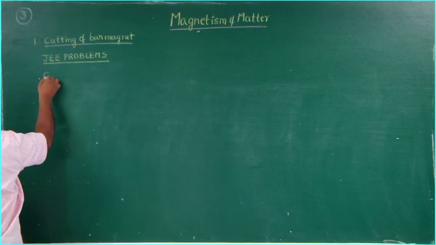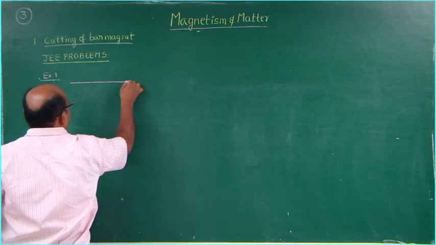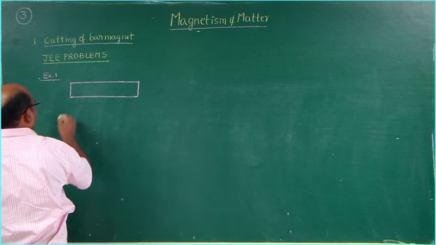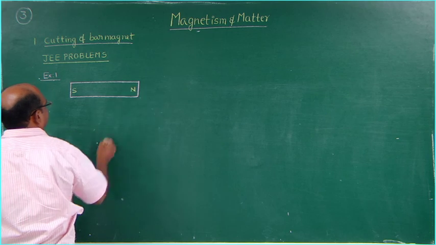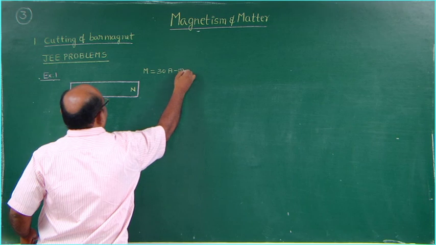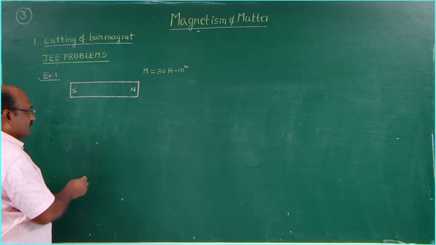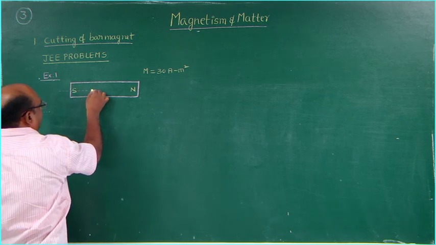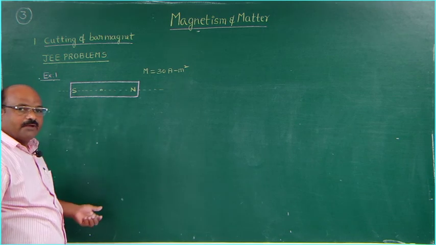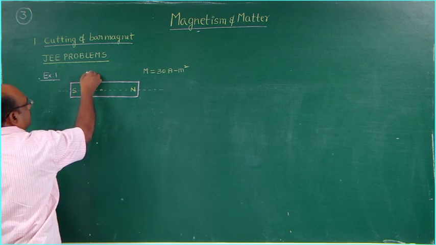First problem. See, this is the bar magnet, south and north poles. Magnetic moment of this bar magnet they given is 30 ampere meter square. Actually, we call this line an axial line. Axial line means the line which is passing through the center of the magnet parallel to the length. Now, it is cut into 3 equal pieces as shown in the figure.